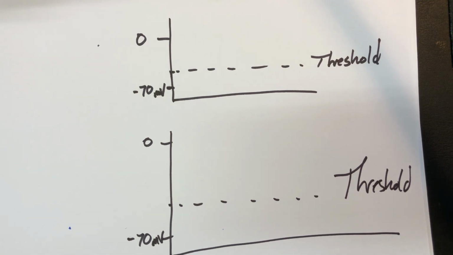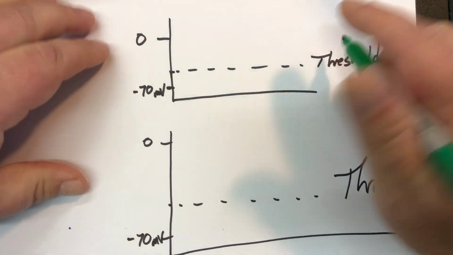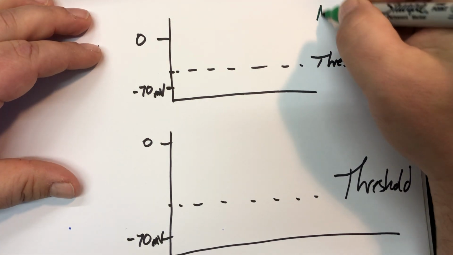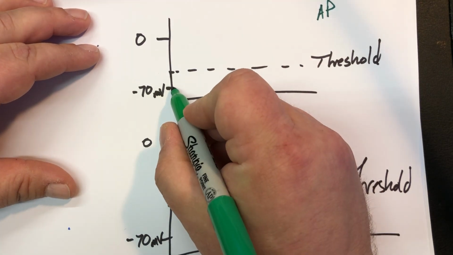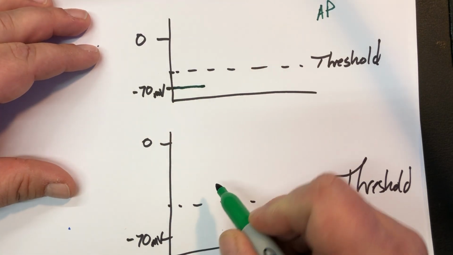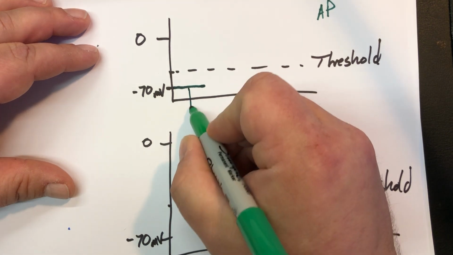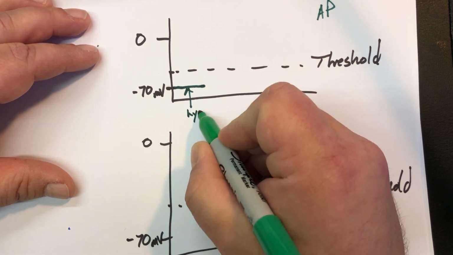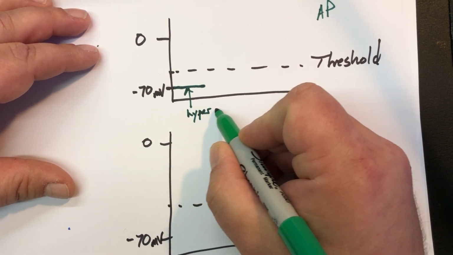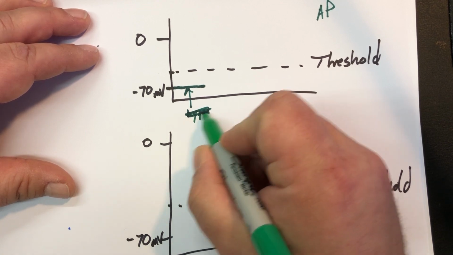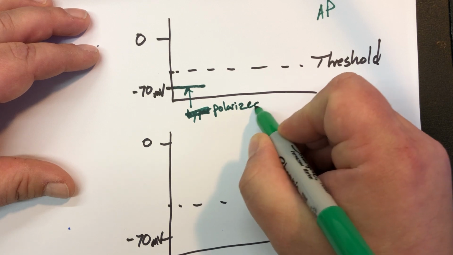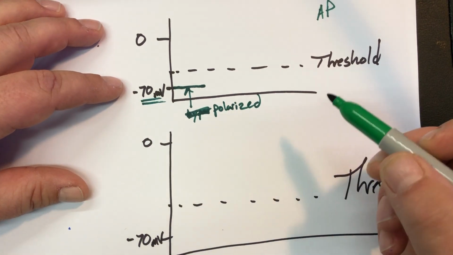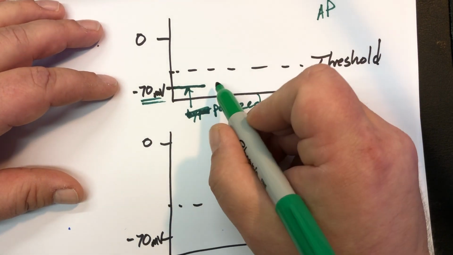All right, real quick video on autorhythmicity in a nutshell. So on this top graph, I want to draw what an action potential looks like in a normal neuron. Okay, so we're sitting here before any excitement, at a polarized state. We're at minus 70 millivolts, meaning the inside is negative.